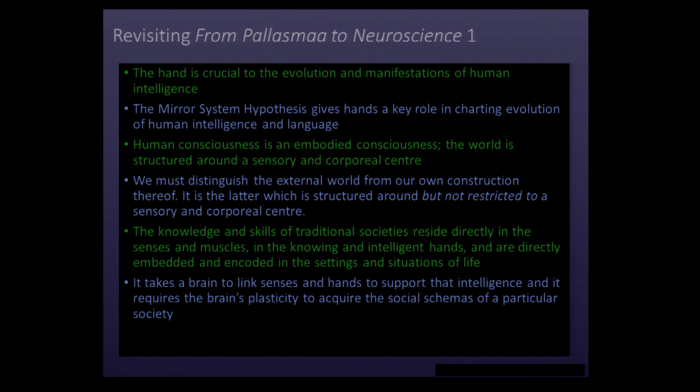And then he wants to say the knowledge and skills of traditional societies reside directly in the senses and muscles, in the knowing and intelligent hands, and are directly embedded and encoded in the settings and situations of life. But again, it takes a brain to link senses and hands to support that intelligence, and it requires the brain's plasticity to acquire the social schemas of a particular society.